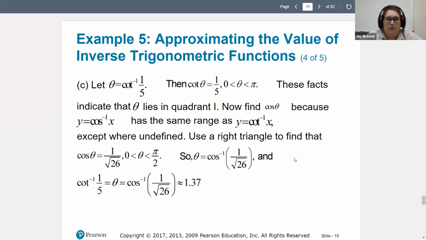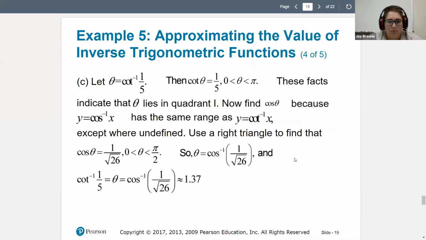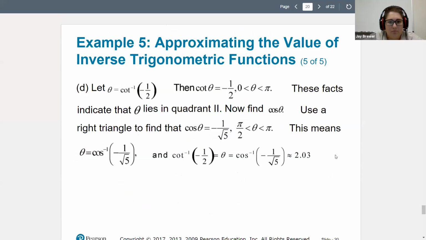And just for the sake of time, we'll go ahead and look at the other two. The inverse cotangent of 1/5, you want to use the same approach, but with tangent. I guess they chose to use cosine. Let me see if we can get the answer for tangent as well, though. It gives you the same thing. So either approach you could use.